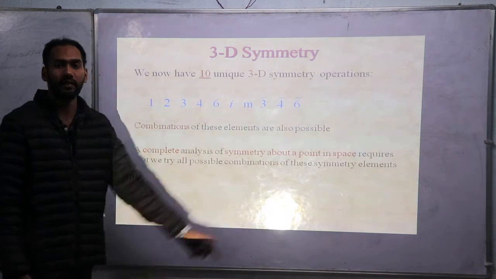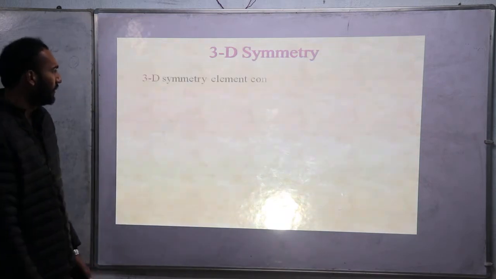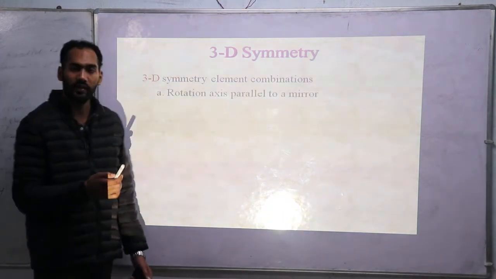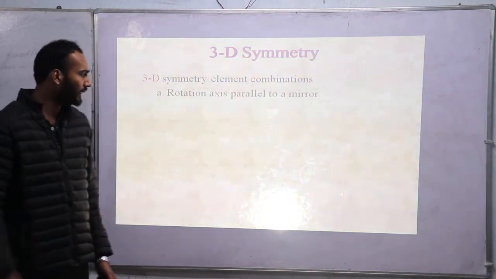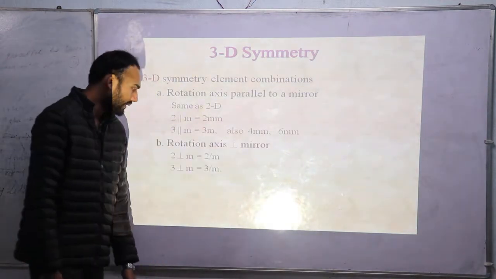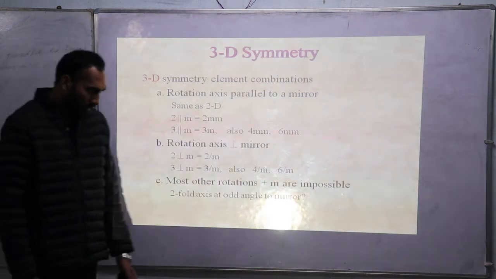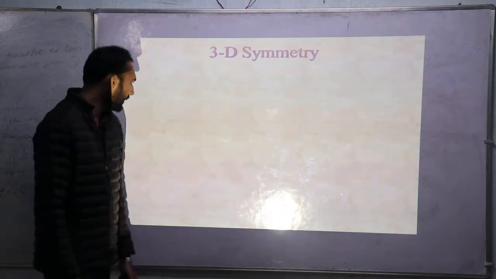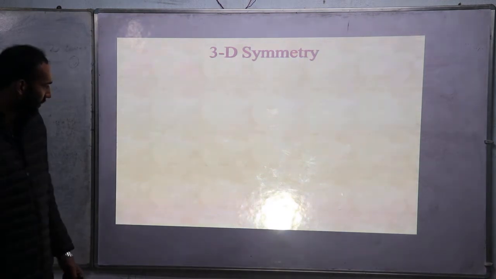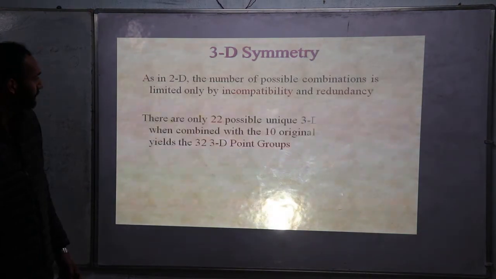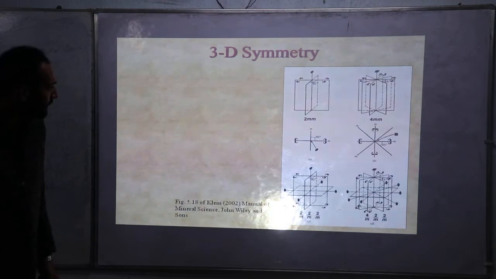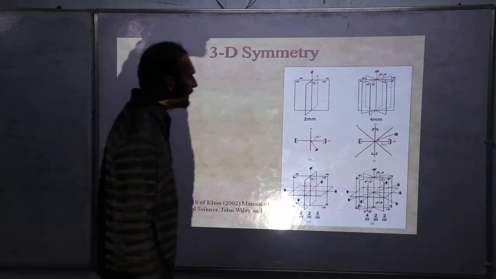Then combinations of these again give some new point groups, as yesterday we studied 2 mm, 4 mm like that. So combinations of these also will give some new point groups. Okay, I am not going into this one. These are some of the pictures, so we'll see it later.